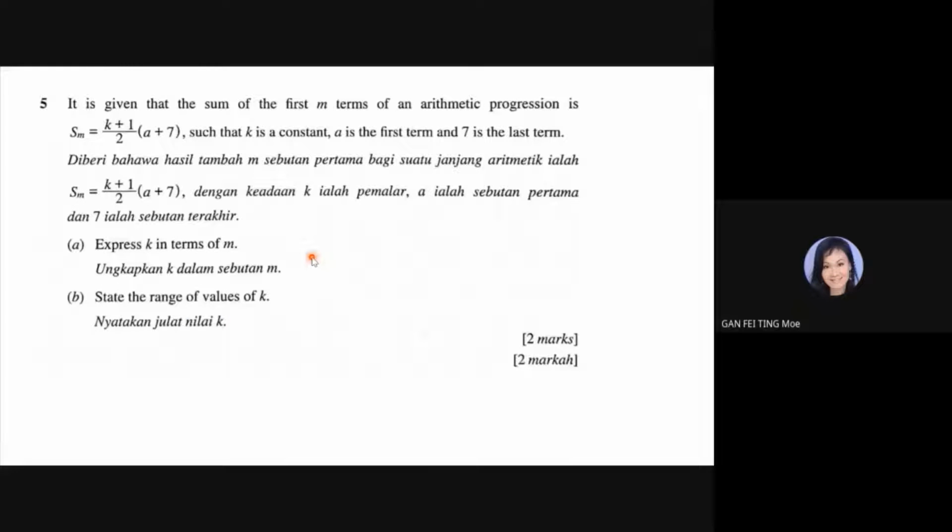Okay, now let's go to the second question. This is 2 marks also. A and B means the A 1 mark, B 1 mark. So what is this? My goodness. I can tell you, it is testing you the concept.